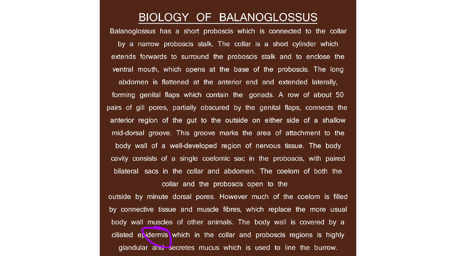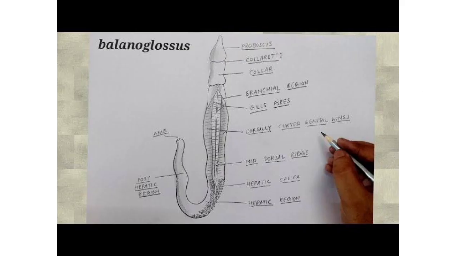The epidermis of the collar and the proboscis is highly granular and they secrete mucus. I will tell you what mucus is used for as we are proceeding. So they secrete mucus which lines the burrow. Now, this is a typical structure of a Balanoglossus.